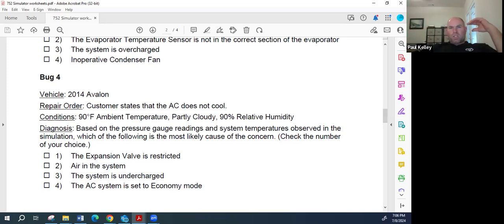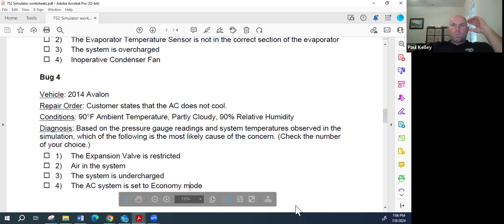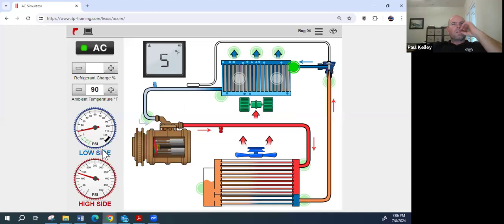So if it was a lazy reading, what would you expect? Does this look like a lazy reading? Because the high is not really that high. The high is kind of low, actually, for 90 degrees. But is the low kind of lazy? Like lazy meaning they're similar. If the high side was 130 and the low side was maybe like 80, that might be a lazy compressor. Like they're not pumped that far apart. Make sense?